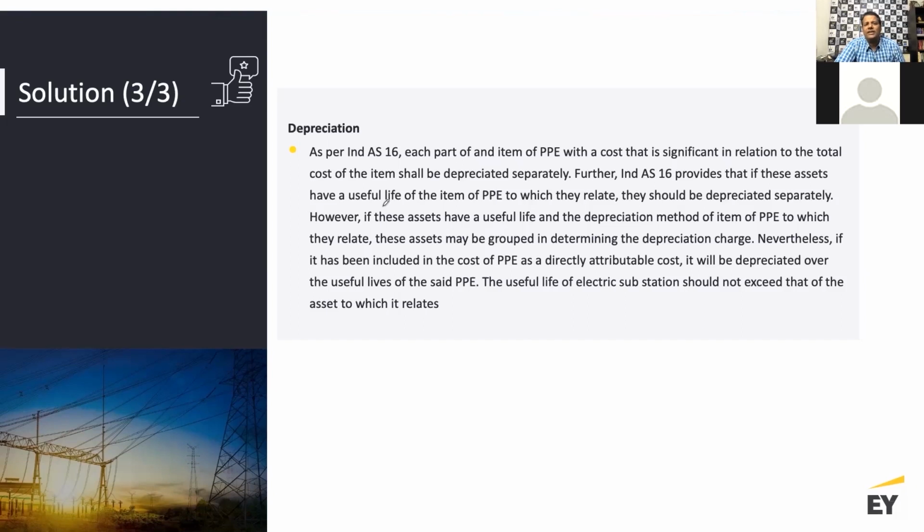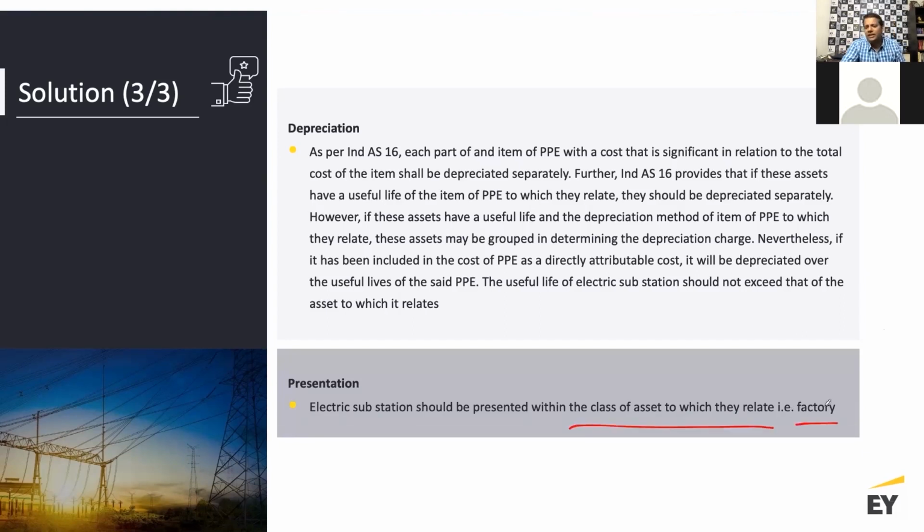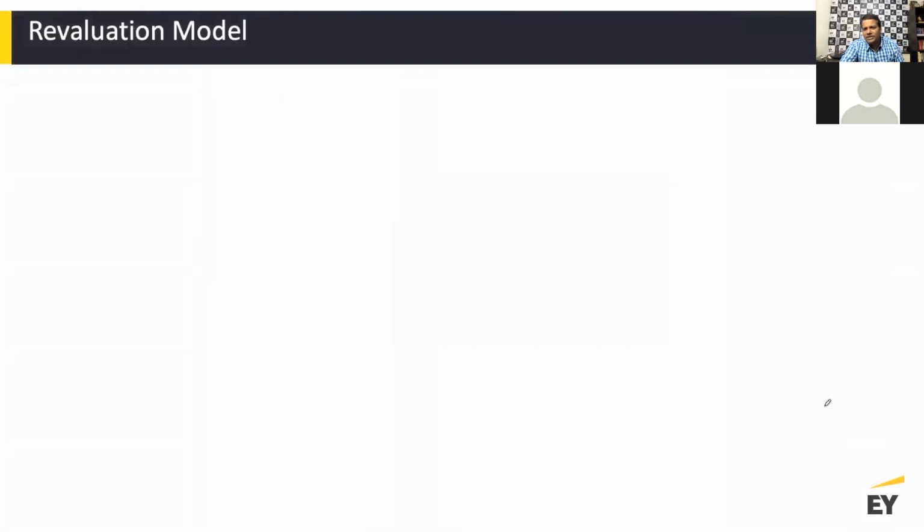The useful life of the electric substation should not exceed that of the asset to which it relates, and it needs to be presented as part of the same asset class to which it relates, which is the factory. You don't need to present it separately. That's an important example which we just concluded, and that was part of the examination. So understand this concept now.